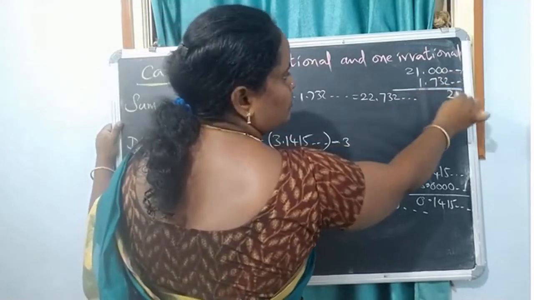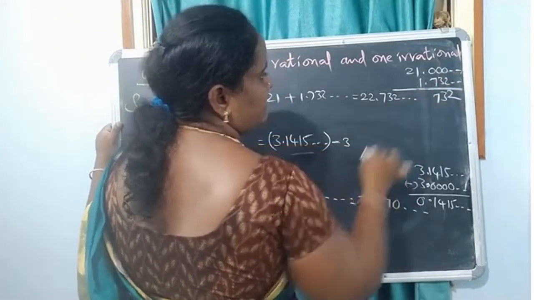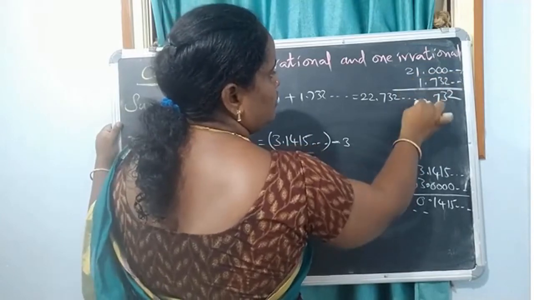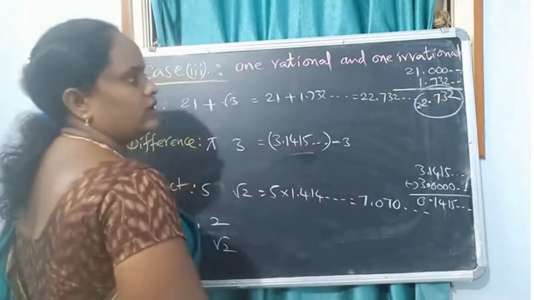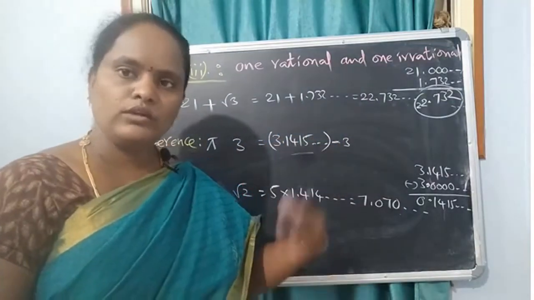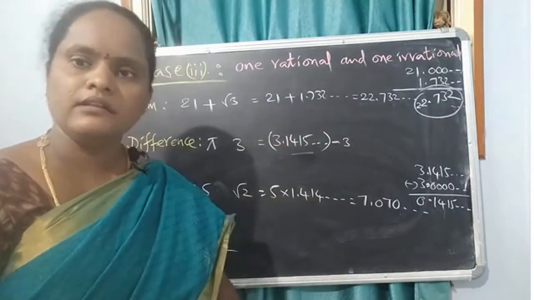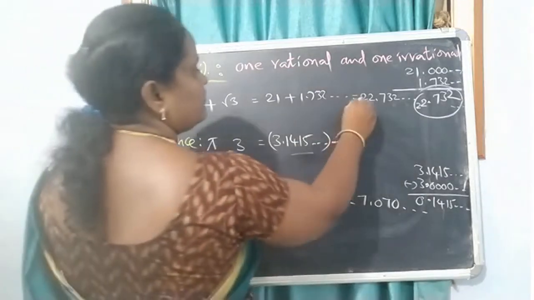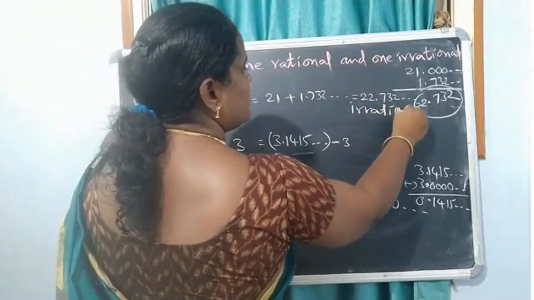So 2, 0 plus 3, 0 plus 7, 7. 1, 1, 2, 2. So 22.732 and so on I get. So here after the decimal nothing is changed. I am going to get a non-terminating, non-repeating decimal only. So it is which type of number? Third type of decimal is called irrational.